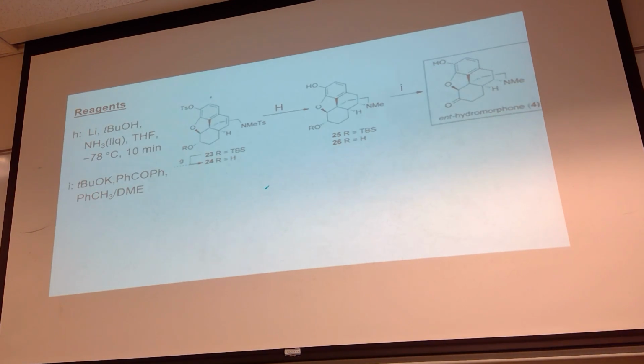So getting into the final stages of our synthesis here, we are going to remove the tosylate protecting groups from the amine and the O-tosylate up top using lithium, tert-butyl alcohol, and ammonia. That's also going to create the amine bridge on the backside, completing the hydromorphone skeletal structure. From there, it undergoes oxidation of the alcohol or hydroxyl group on the bottom, giving us our final product, the enantiomer of hydromorphone.